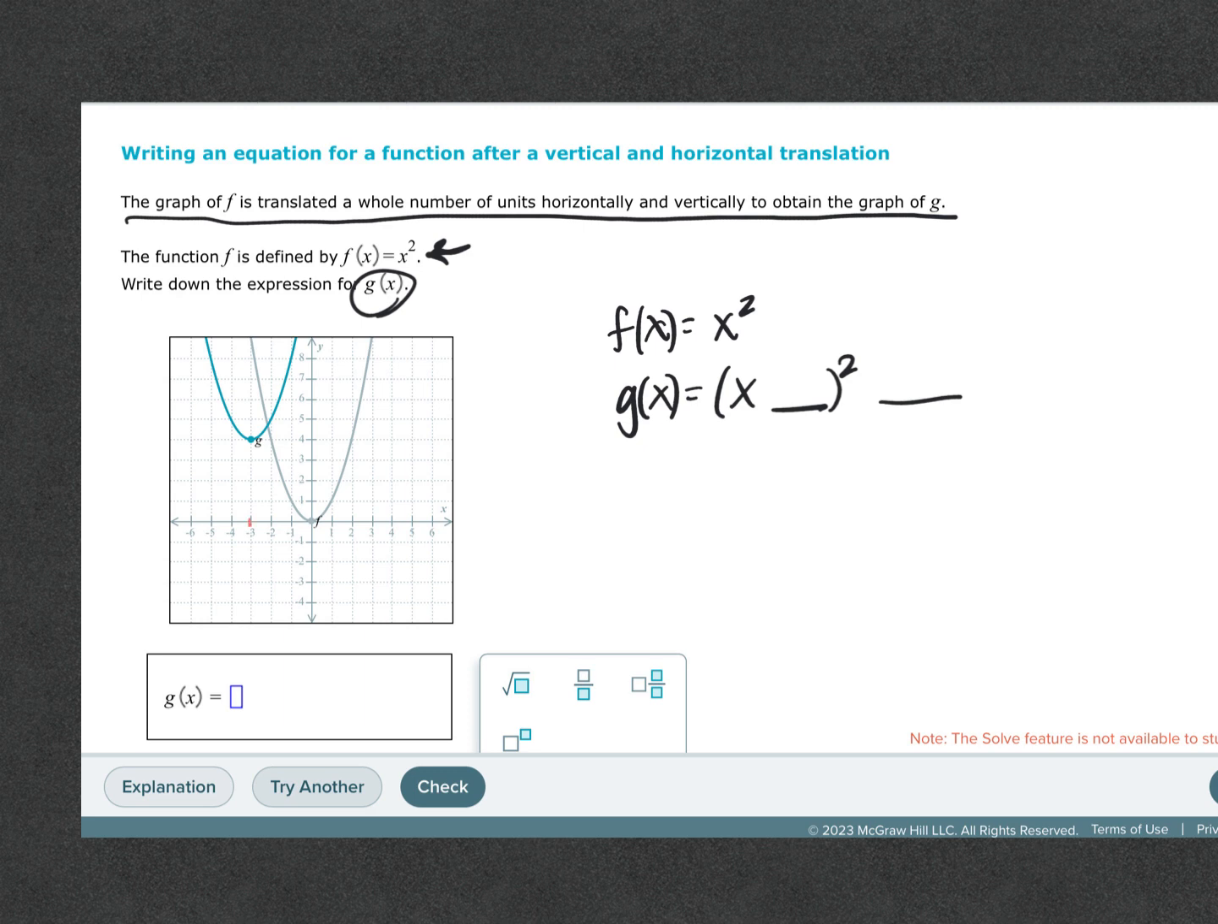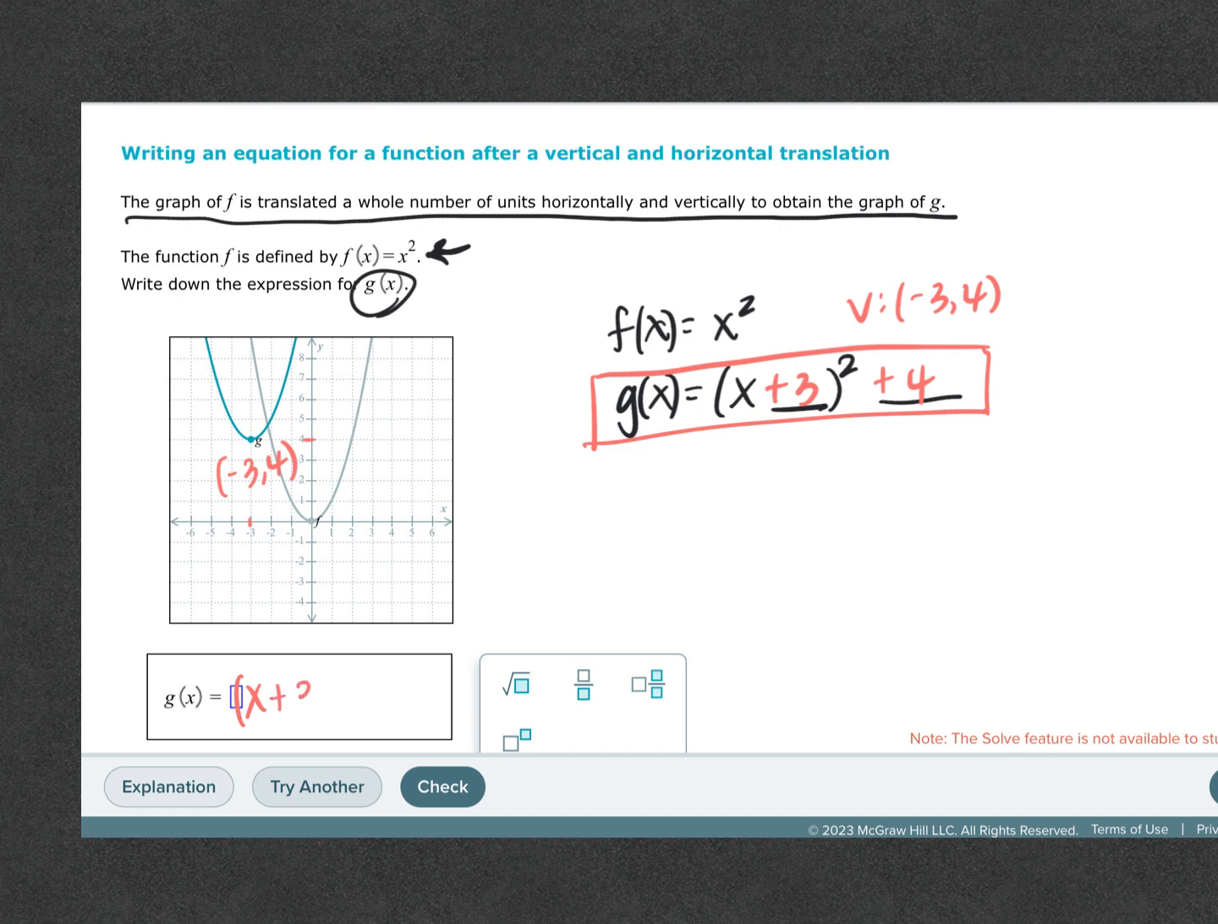Here we're going over to -3 and up to 4. So this vertex is (-3, 4). So since my vertex is (-3, 4), I change the sign of h and I keep the sign of k. So this right here is g. You plug your vertex right into whatever f of x was given. So you're going to type that in down here: parentheses x plus 3 squared plus 4.